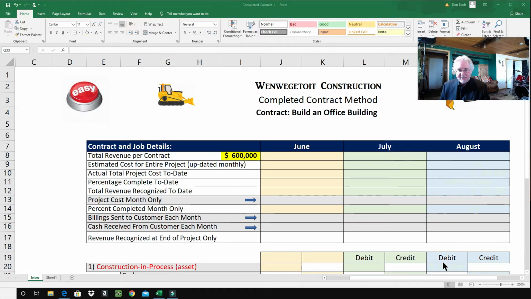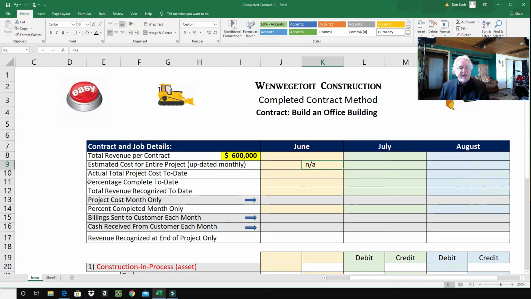So I'm using the exact same numbers from last time. We are building a large office building for $600,000. And you know what? I've got not applicable here. The engineer can tell us, but actually we don't need to know that in order to do the completed contract method, because the completed contract method is so easy. So, okay, the engineer tells us, but we don't really need to know it.